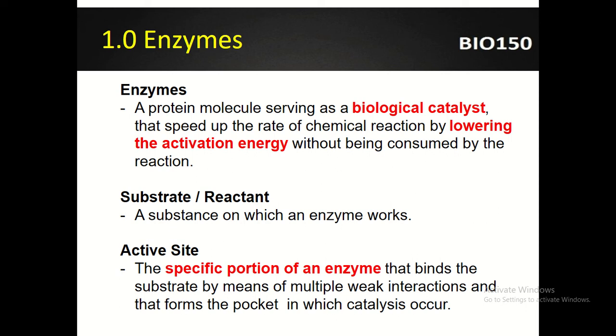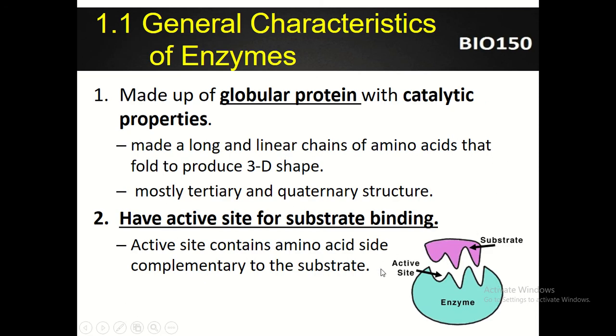Substrate or reactant is referred to a substance that reacts with the enzyme, in which it will bind to the active sites of the enzyme. So what is active site? Active site is a specific portion of an enzyme. You have to remember all enzymes have an active site in which this part of the enzyme will bind to the substrate by multiple weak interactions only, and it will form the pocket where the catalysis will occur. So how does it look like? As you can see here, the blue one is referred to the enzyme, and this part is referred to the active site.